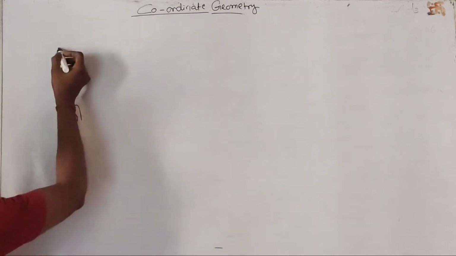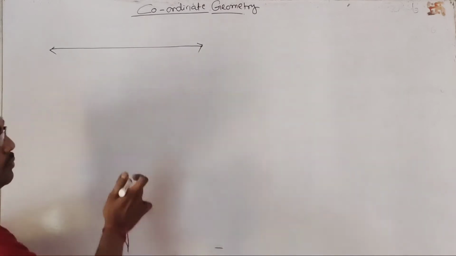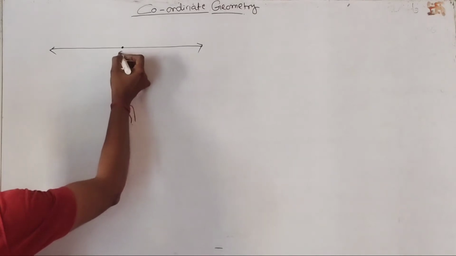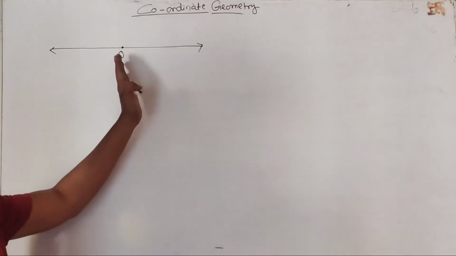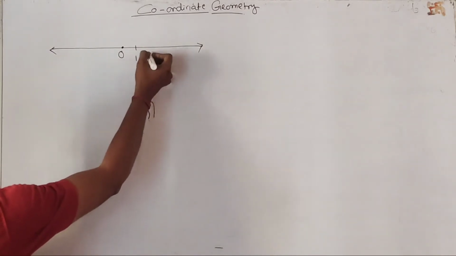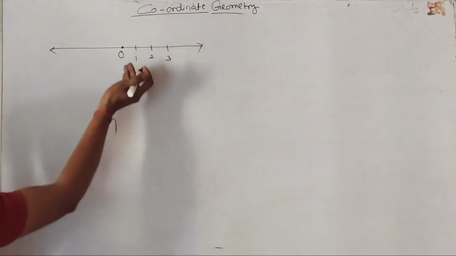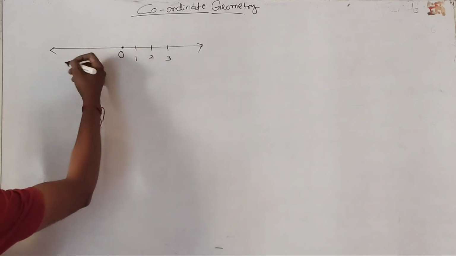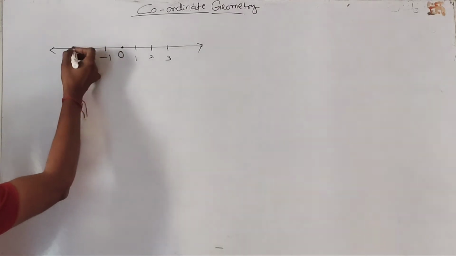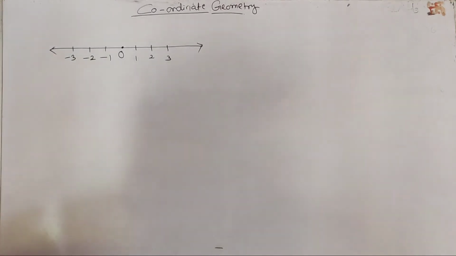So suppose this is a number line. You know the number line. This is a starting point that is known as the origin. Right of the 0 there are positive numbers, that is 1, 2, 3. We take here infinite numbers, and left of the 0 there are negative numbers. Here also we take infinite numbers.